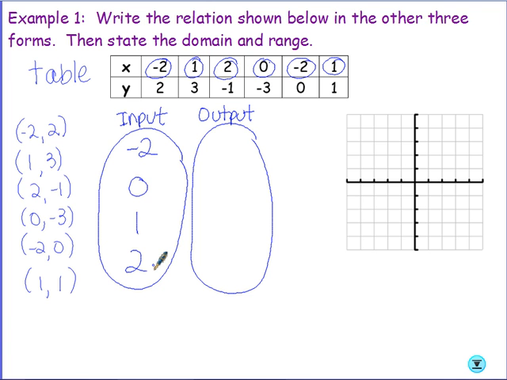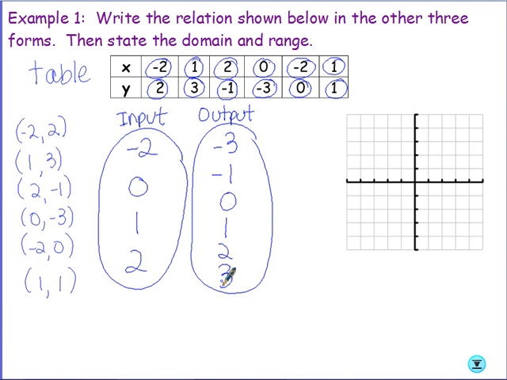I'm going to do the same thing with the y's. My smallest y is a -3. My next y is a -1. I then have a 0, a 1, a 2, and a 3.